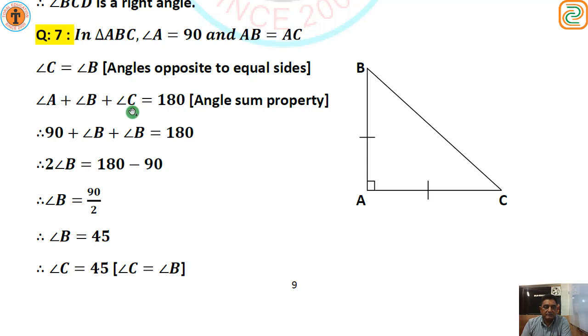So A plus B plus C, angle sum property, equals 180. A is 90. So B plus B, we can write B in place of C because B equals C, equals 180 minus 90. 90 will go to the opposite side. So angle B equals 90 upon 2. Therefore B is 45. But B equals C. Therefore C is also 45. We have found it out.